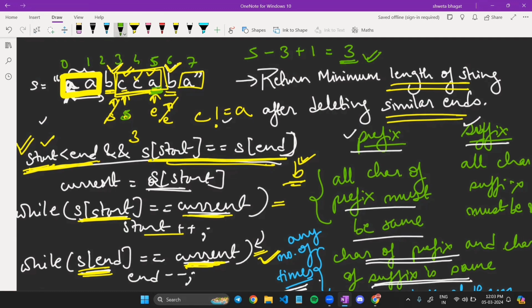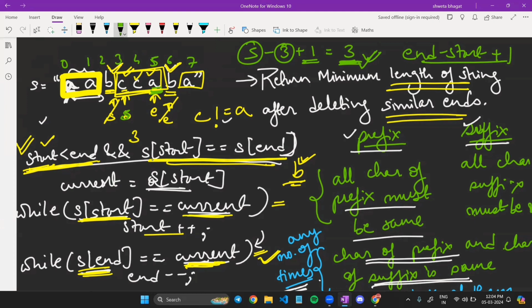So how are we going to find the length? We are going to find the length by writing end minus start plus 1. And in this case, the end was 5, the start was 3, and we are going to add a 1. So we'll be getting 3 as the answer. So I hope this is clear to you all.